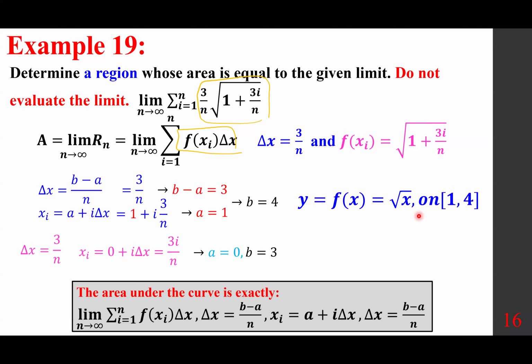In other words, this one, y equals f of x is square root of 1 plus x. Think about it, 1 plus x, in which case from 0 to 3. So think about this. This is equivalent to y equals f of x square root of x on 1 to 4, or y equals f of x square root of 1 plus x on 0 to 3. That's fascinating, everybody. And again, we are going to evaluate them later.